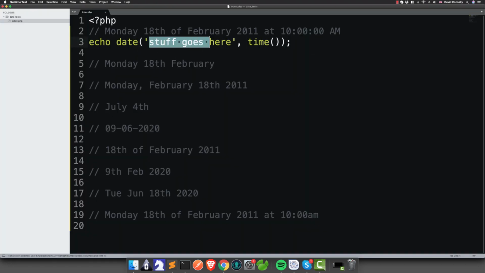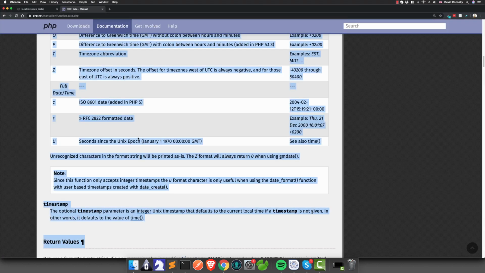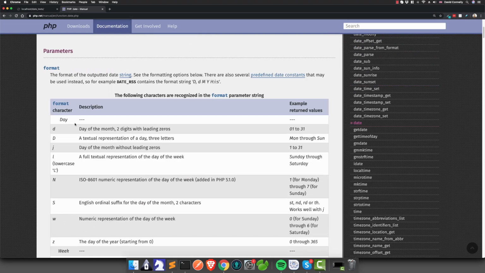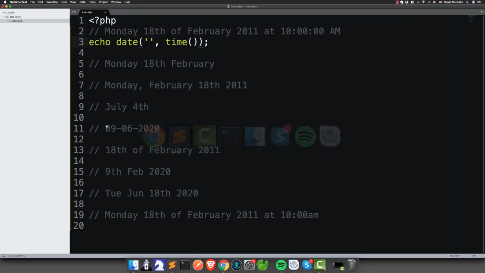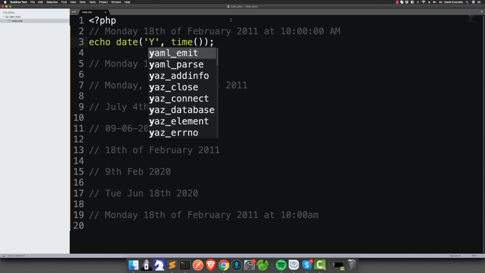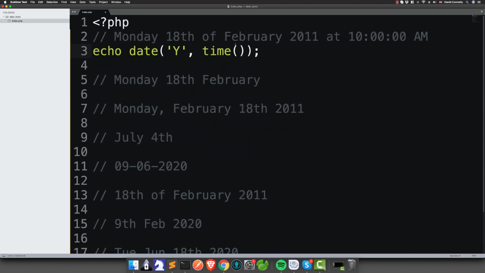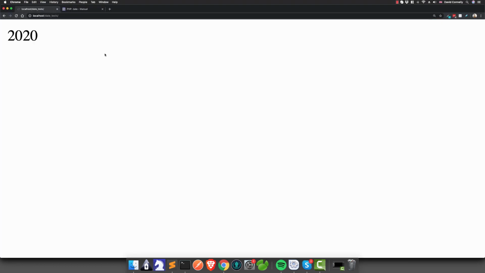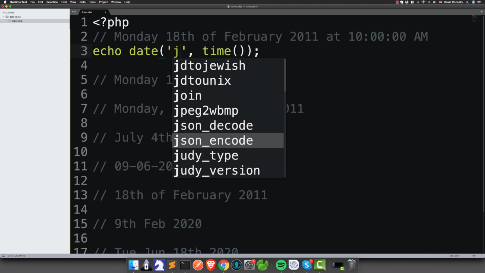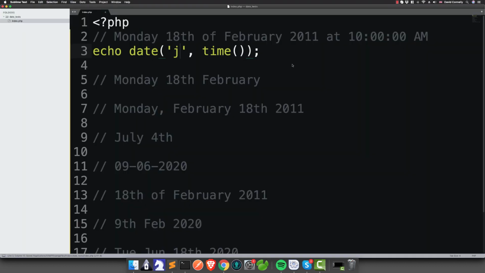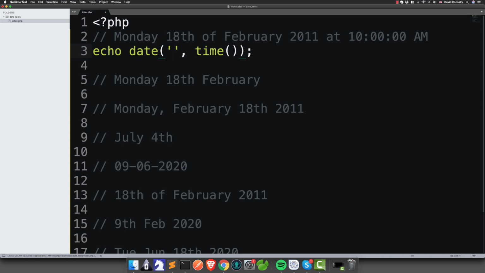The challenge is that this stuff can be difficult. For example, if you look at the user guide, there's tons of characters and a lot of them don't make sense. A lot of them are strange. For example, if I say year, uppercase Y, well, that's okay. It's going to give me a nice year. But if you want something like the day number of the month, that's a lowercase j. What's that about? And if you want the month, that's an F. What on earth's that all about?